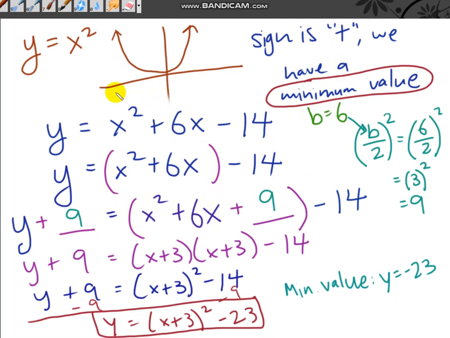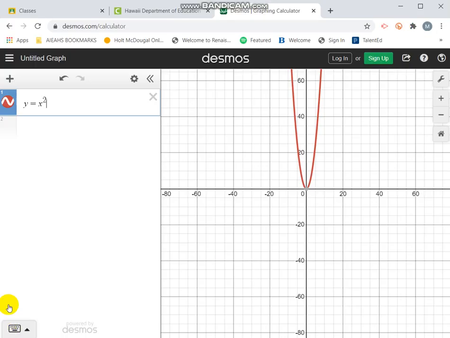We know that this expression here, right? Let's go ahead and put that into Desmos. So I have Desmos right here, just to give you a little bit of context. If you want to type that in, you can type that in. So x squared plus 6x minus 14. So that is our equation of a parabola.